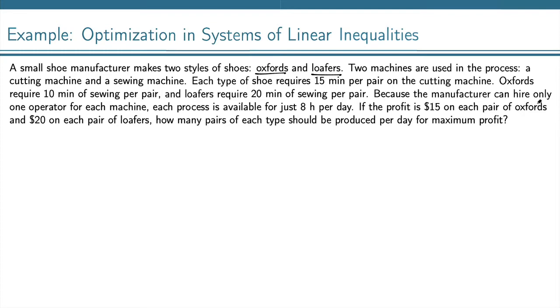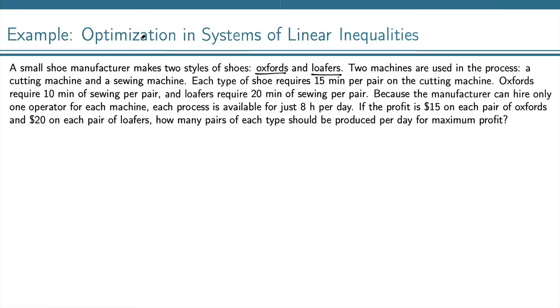Because the manufacturer can hire only one operator for each machine, each process is available for just 8 hours per day. If the profit is $15 on each pair of Oxfords and $20 on each pair of loafers, how many pairs of each type should be produced per day for maximum profit? This is an example of an optimization problem.